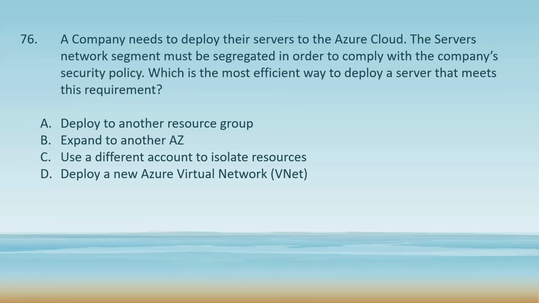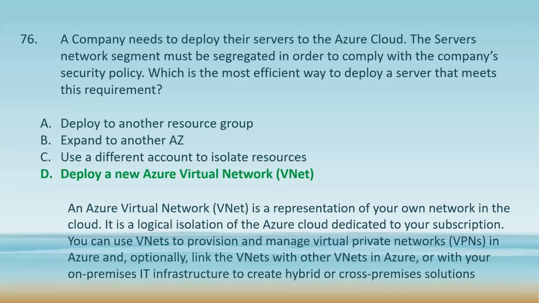You need to deploy a new Azure virtual network. An Azure virtual network is a representation of your own network in the cloud. It is a logical isolation of the Azure cloud dedicated to your subscription. You can use VNets to provision and manage virtual private networks in Azure and optionally link the VNets with other VNets in Azure. You can also link them with your on-premise IT infrastructure to create hybrid or cross-premise solutions.